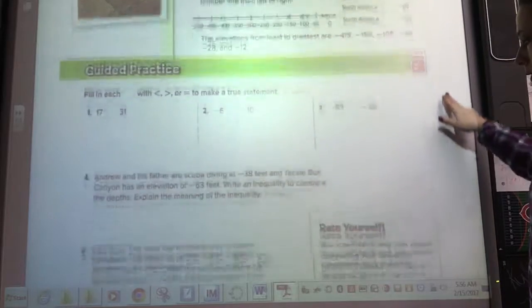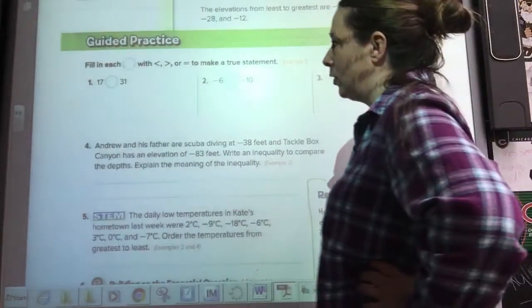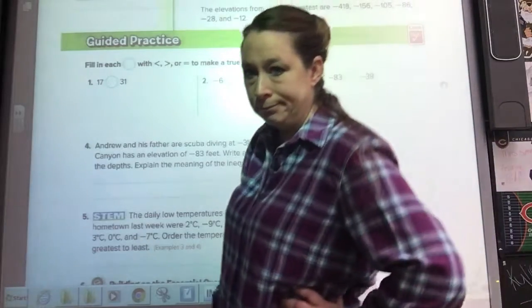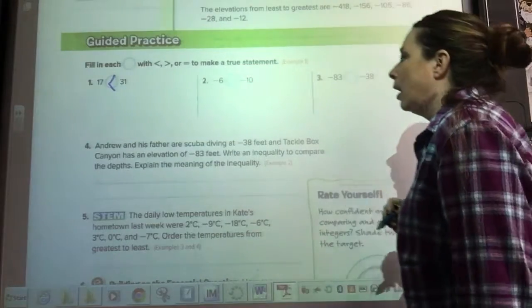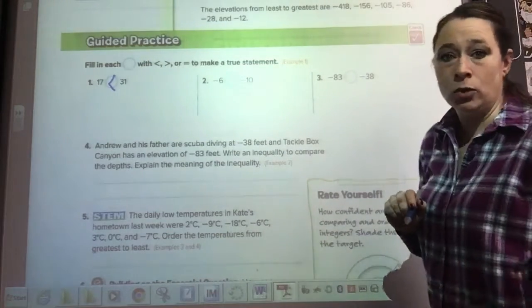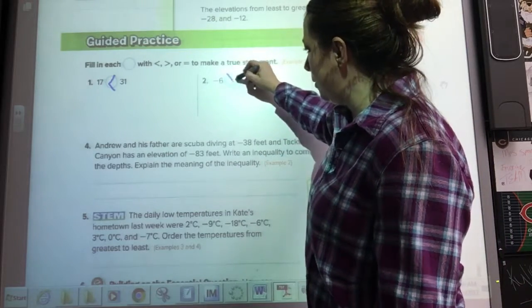All right. Let's go through these few real quick. Which one is greater, 17 or 31? Would you rather have 17 bucks or 31? $31 buys me more shoes. All right, negative 6 or negative 10. You want to owe 6 bucks or you want to owe 10 bucks? Owing 6 is better. That makes it greater.